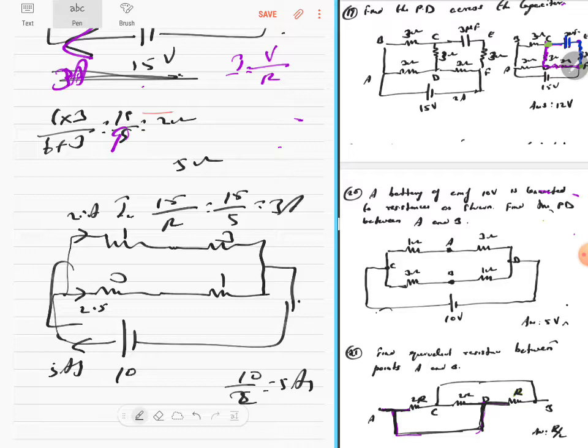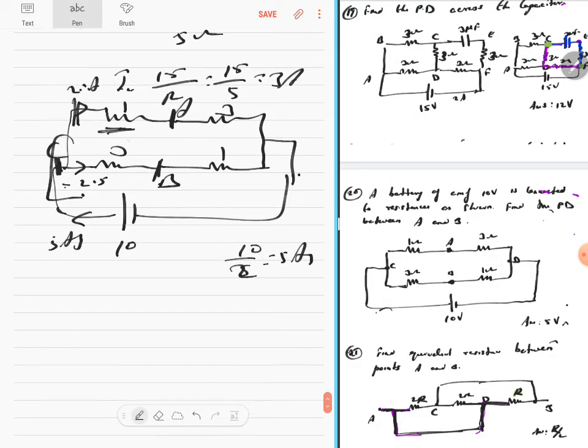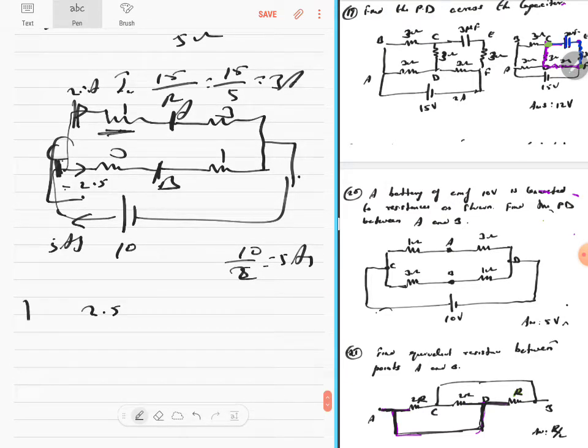If you multiply the 2.5 into this resistance, you get the voltage across this and this. You multiply the 2.5 into 3, you get the voltage across this and this. Let's name this as A, this is B, and this is C. 2.5 into 1 is 2.5 volts, the voltage across CB, VCB. Then VCA will be 2.5 into 3, which is 7.5. Subtract this, you will get 5 volts to be the potential difference between A and B. Are you clear? So let's go to the next question.